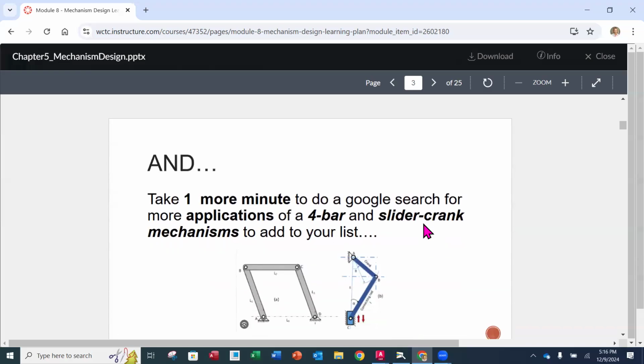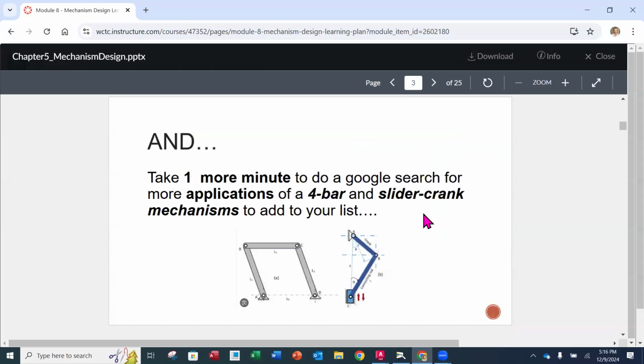And now what I want you to do is take 1 more minute and do a quick Google search, whether it's on your computer or your phone, and see what additional applications you come across for four-bar mechanisms, slider crank mechanisms, those types of things.